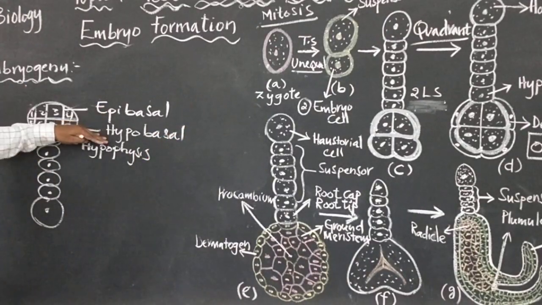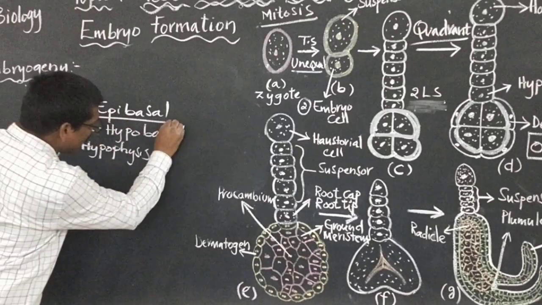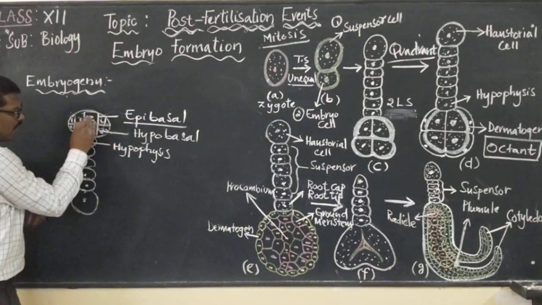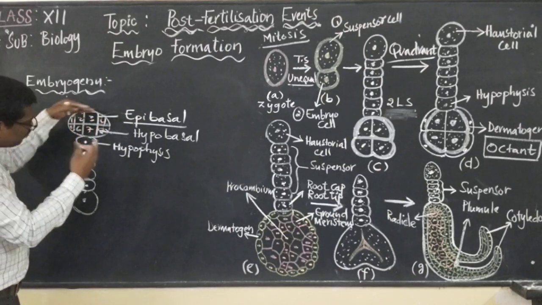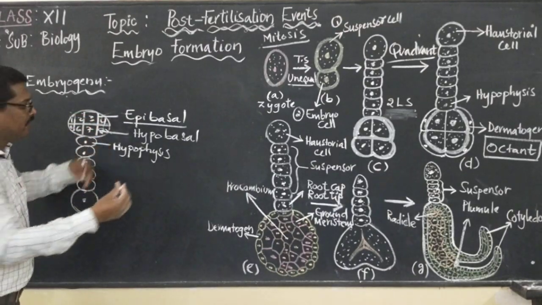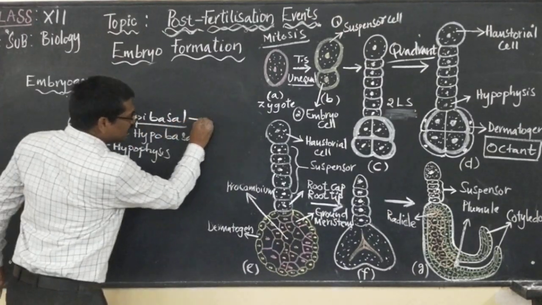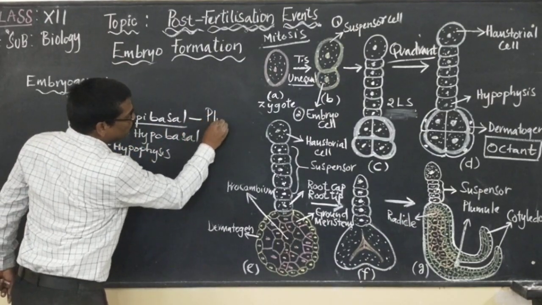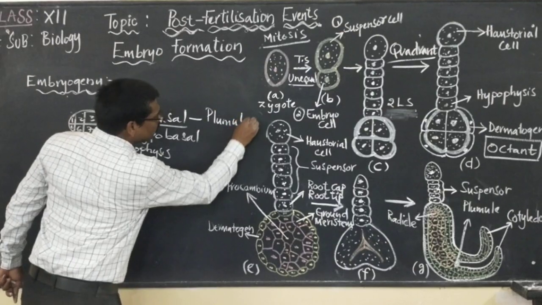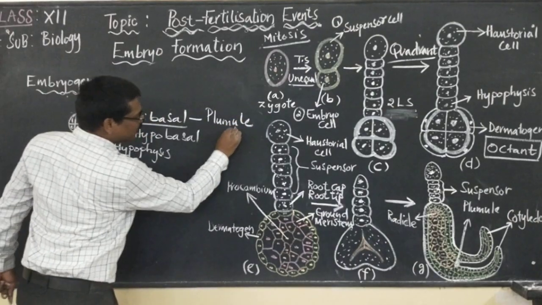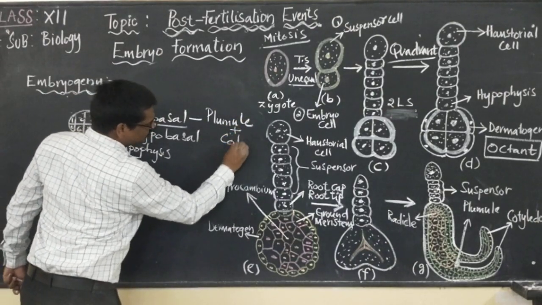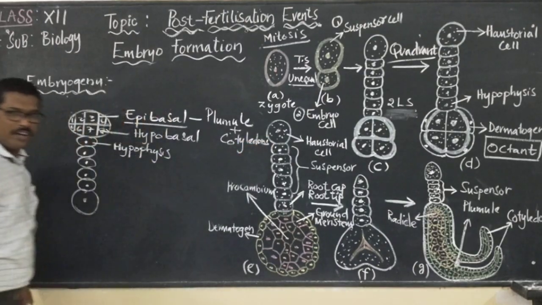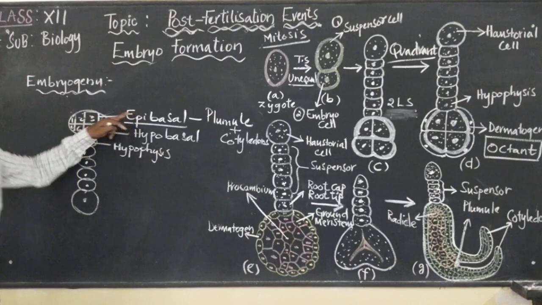2 tiers are arranged as 2 layers: epibasal, hypobasal. Now this epibasal has 4 cells, and these 4 cells will undergo repeated division. When they undergo repeated division, it is these cells which will give rise to the plumule as well as the cotyledons. That is the point we have to keep in mind about the epibasal cells.